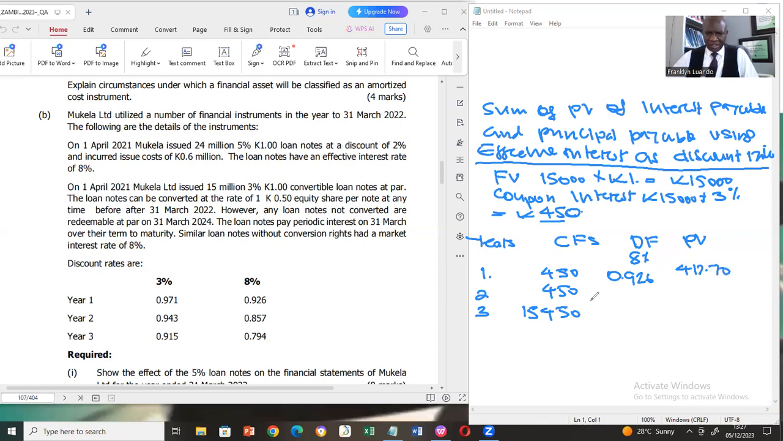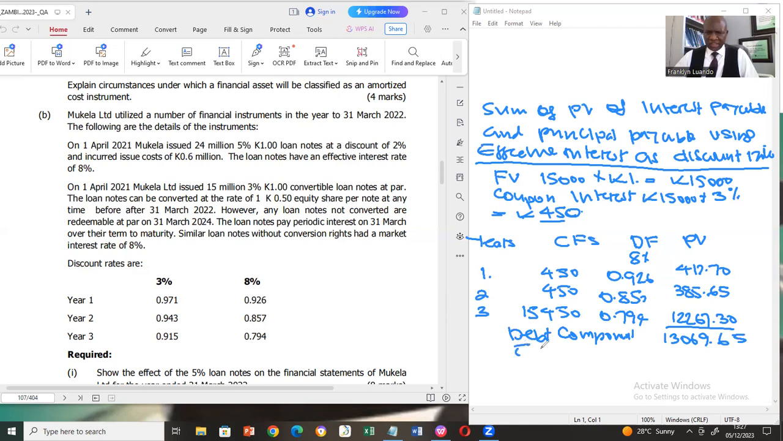And then in year 2, we have 0.857. This will be 385.65. And in the final year, we are also given 0.794. Multiply by that, it will give us 12,266.30. So the sum here will be the debt component. The debt component there will be 13,069.65.